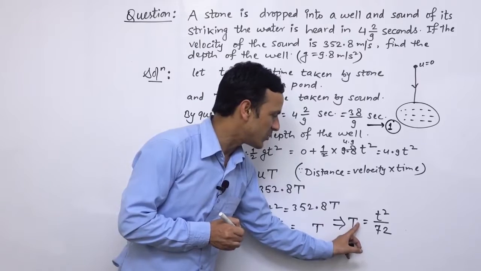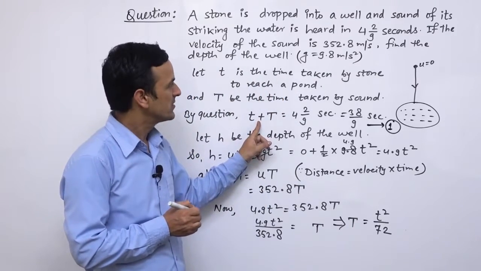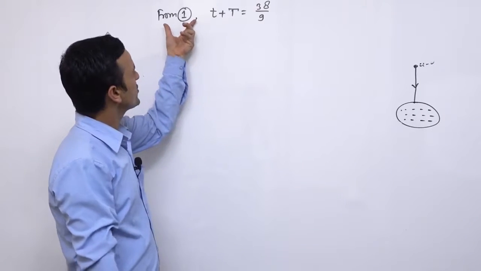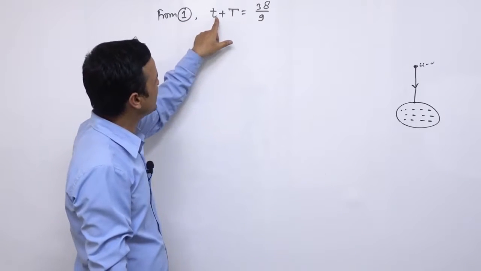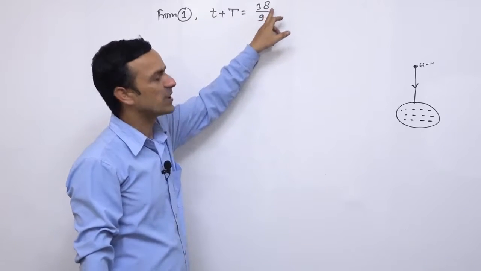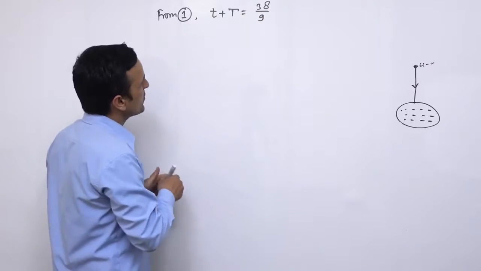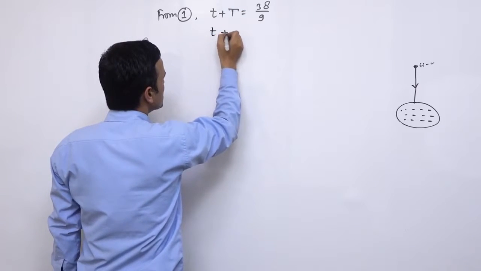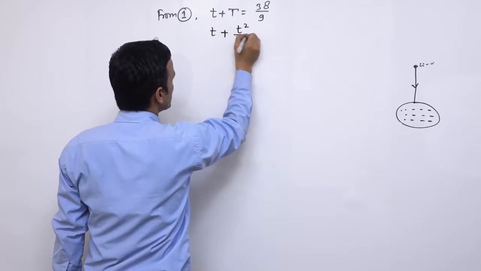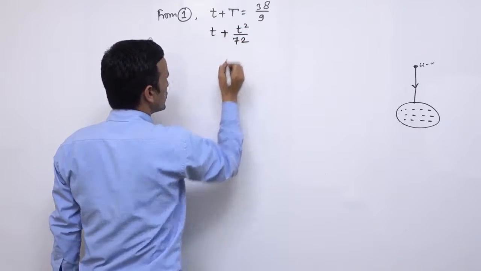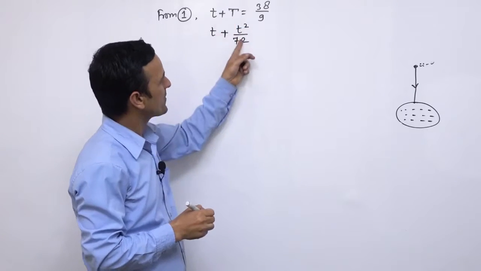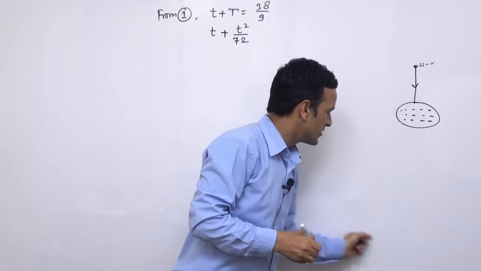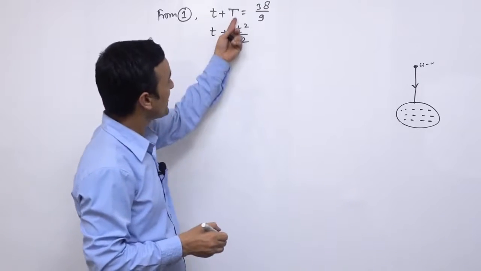And substituting the value of t in this equation. Now let's find the value of small t. Now we can use equation 1. So here t plus capital T is equal to 38/9 seconds. So substituting the value of capital T over here, t plus capital T means t plus t square by 72. This is the value of capital T, which we already proved.